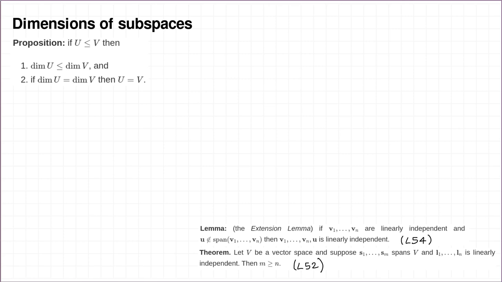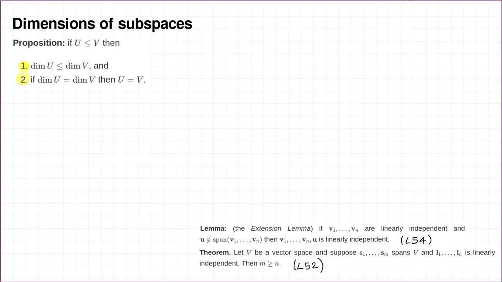In particular, what it says is that if you have a subspace U of a vector space V, then point one, the dimension of U is less than or equal to the dimension of V. And point two, if they have the same dimension, then actually U is equal to V.